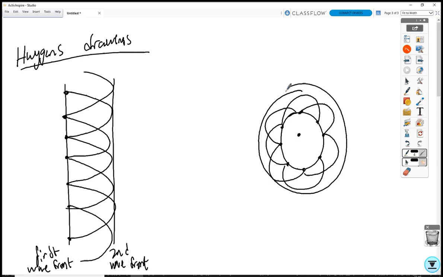And that gives you a second wavefront. So there's your first wavefront and second wavefront. You can think of this as if you drop something in water and you've got circular waves spreading out. Yeah?